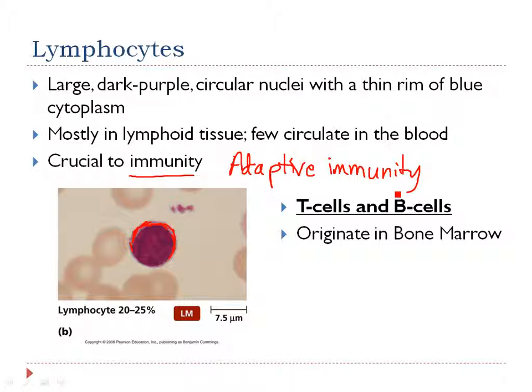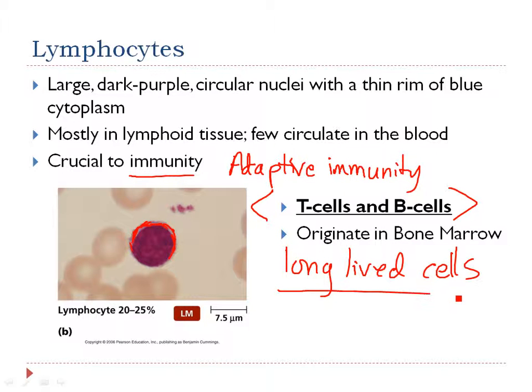Lymphocytes are divided up into two major groups. Those are called your T cells and B cells, or your T lymphocytes and your B lymphocytes. Those terms refer to the same things, and we'll learn more about the functions of T cells versus B cells when we talk about the immune system a little bit later in this unit. These cells originate in the bone marrow. They tend to be pretty long-lived cells.